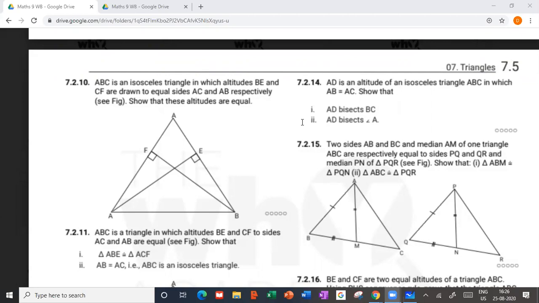Okay, so what have they given you? ABC is an isosceles triangle, which means what? Oh, wow, there are two A's. Okay, take one as C, maybe take vertex as.